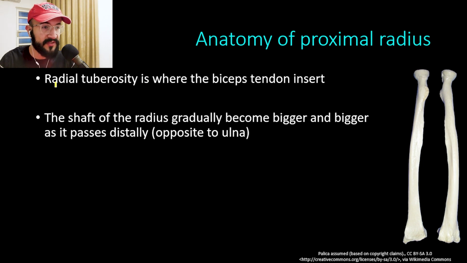Now, the radial tuberosity is where the biceps tendon inserts. So the biceps tendon inserts here, and the shaft of the radius gradually becomes bigger and bigger as it passes distally, and that is opposite to the ulna. As you can see, it gets bigger and bigger as it moves distally, and this is opposite to the ulna, because the shaft of the ulna becomes smaller and smaller as it moves distally.